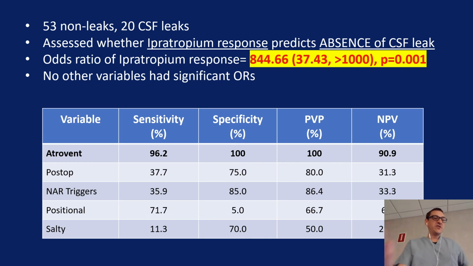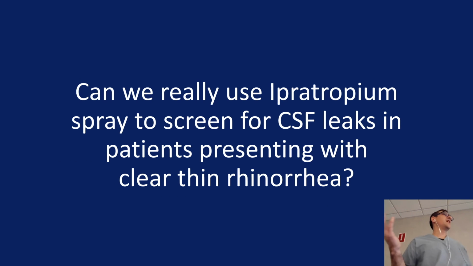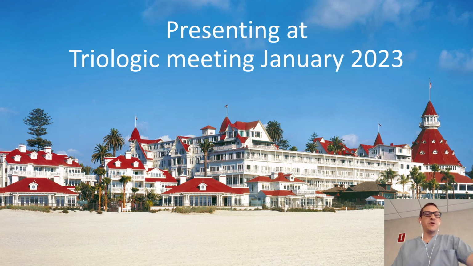No other variables that you see there, the ones that we talk about a lot, right? Positional, salty, triggers, whether they had surgery before, were significant. This just brings up the question, not saying this is at all ready for prime time, but can we use something as simple as a nasal spray like ipratropium to screen for CSF leaks in patients presenting with clear thin rhinorrhea? We're presenting this soon in January 2023 at the Triological meeting in San Diego.